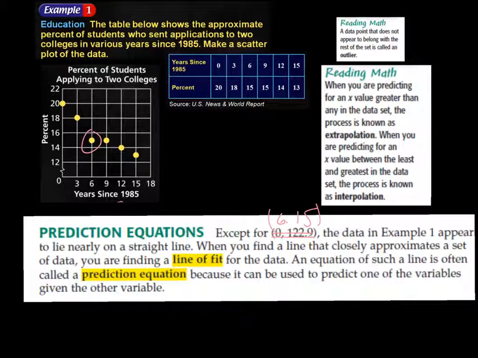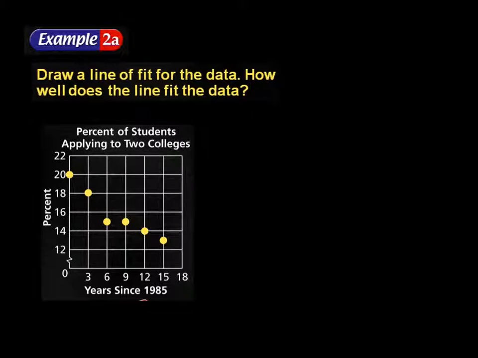When you are predicting for an x value greater than any data in the set, the process is known as extrapolation. When you are predicting for an x value between the least and greatest in the data set, the process is known as interpolation. Draw a line of fit for the data. How well does it fit the data?